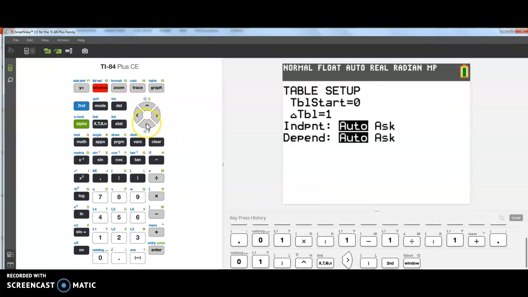Starting at 0 is fine. But I don't want to look at 480 different values. So let's change by 20. Okay? And that really is, I'm just picking something that 480 divides evenly by. And so I'm going to go to my table.